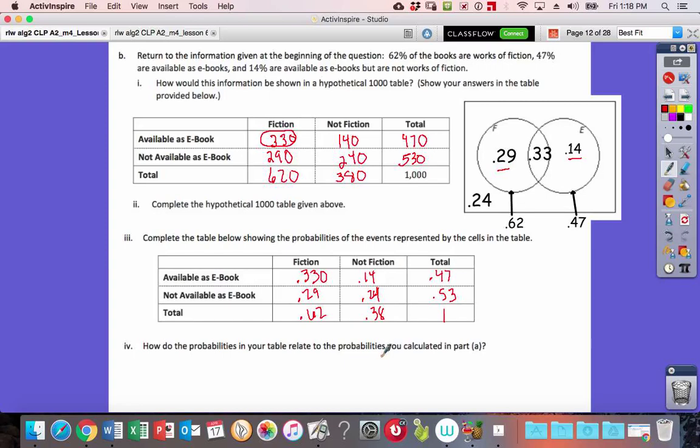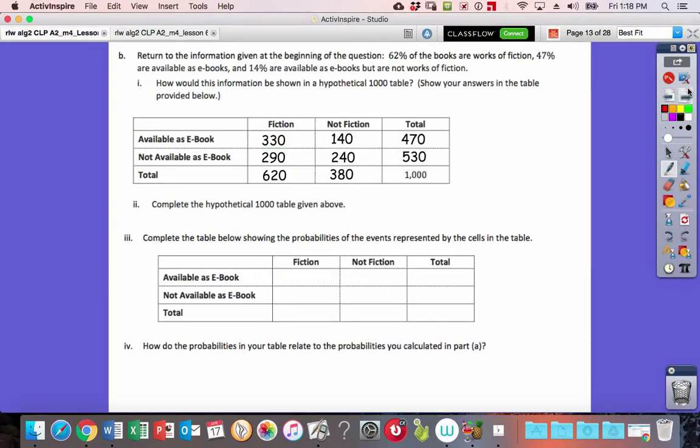It says, how do the probabilities in your table refer to the probabilities in part A? They're exactly the same. So you can do two-way tables based on the 1,000 books, or you can do it on probability as well. And can you see how the two-way table corresponds to the Venn diagram? That's what they're trying to get you to see, that you can do it either way, and it's really helpful if you want to calculate probabilities. Okay, and I filled it out for you.